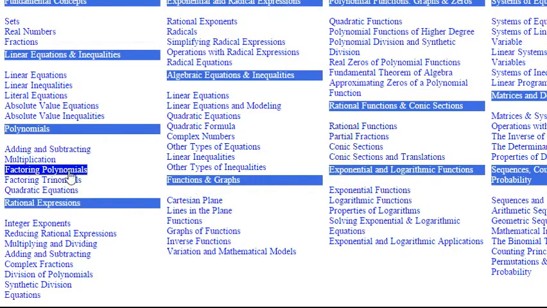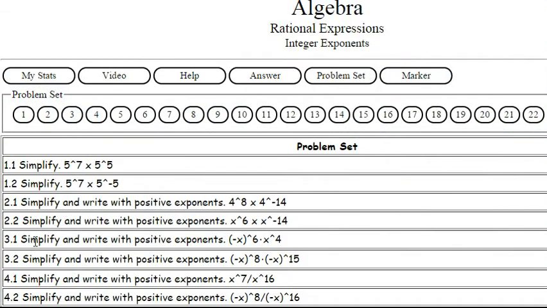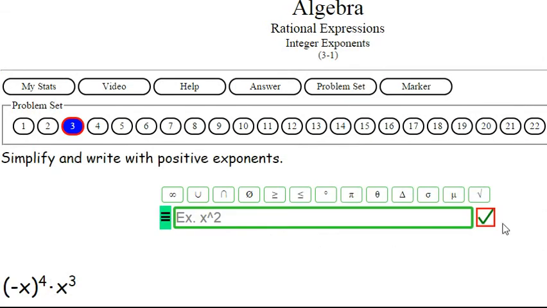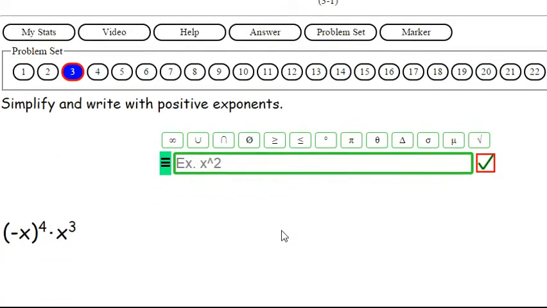Click on the algebra, go down to integer exponents, and we're looking at 3.1, it looks like. Simplify and write with positive exponents. Okay, so can we remember this? Negative x raised to the 4th, x cubed. X cubed.